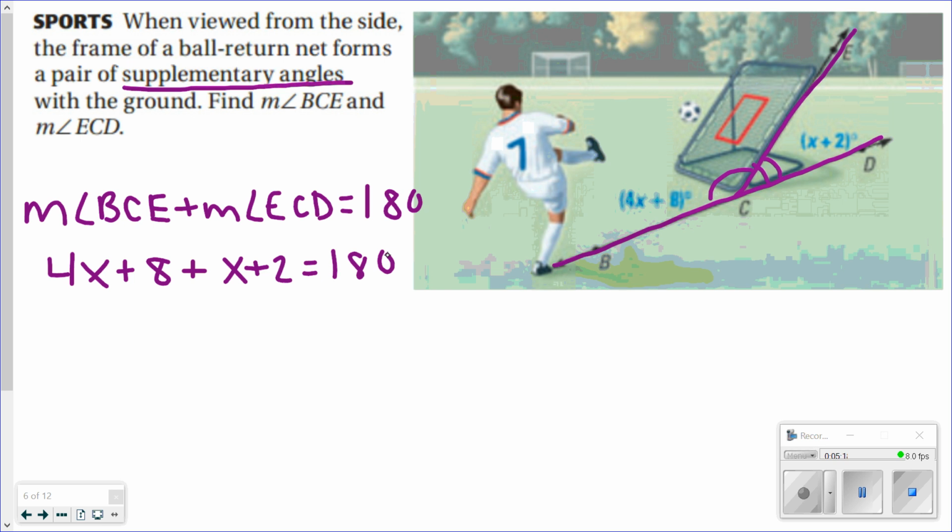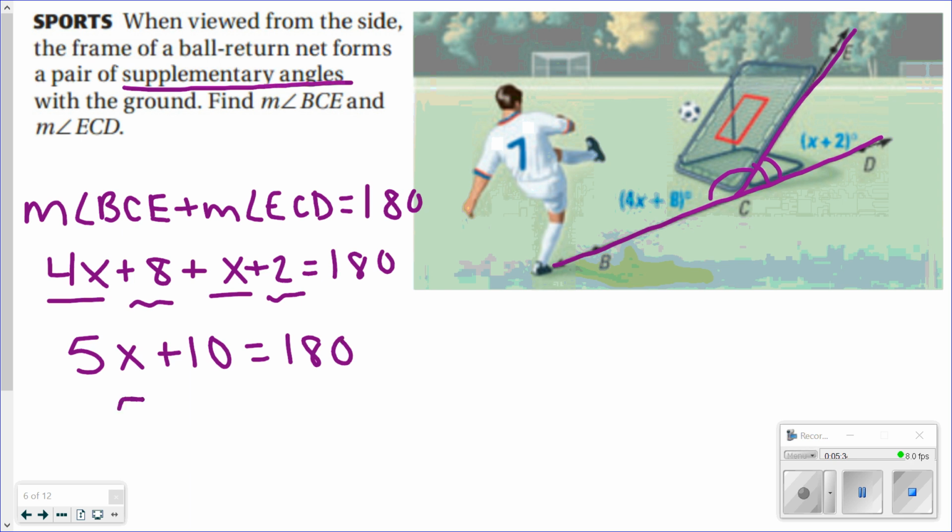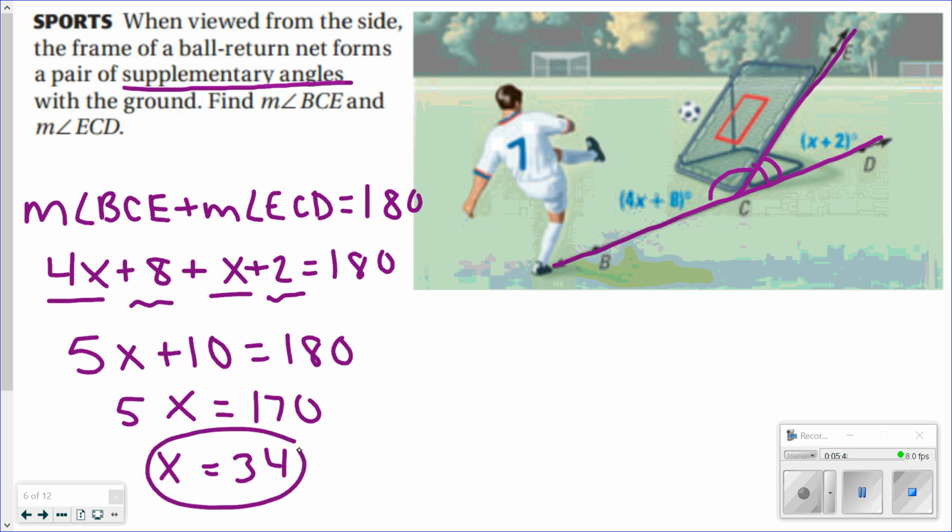Now I just need to combine my like terms. So I have 4x and 1x, that is 5x. I have an 8 and a 2, that is 10. We know they're equal to 180. Subtract 10 from each side, I end up getting 5x is equal to 170, which means x then is equal to 34. I'm not done though, because it asked what are the measures of the two angles.